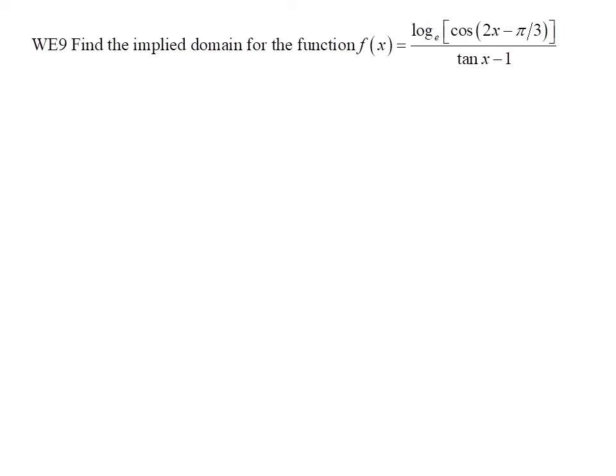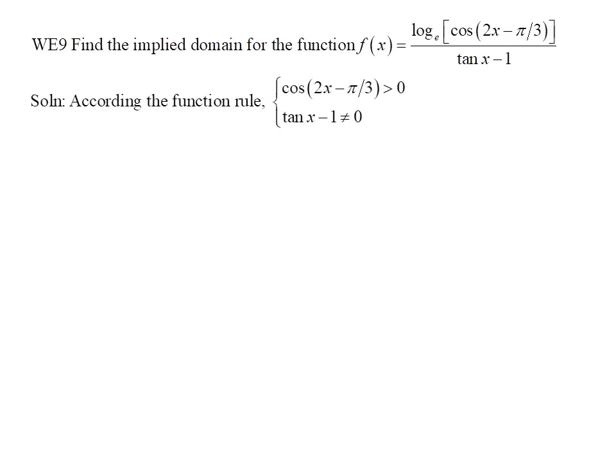Example 9 is to find the implied domain for the function f of x, which equals natural logarithm of cosine (2x minus pi over 3) over the result of tangent x minus 1. Based on the properties of logarithm, cosine, and tangent functions, we establish the inequalities that cosine (2x minus pi over 3) is greater than 0 and tangent x minus 1 is not equal to 0.